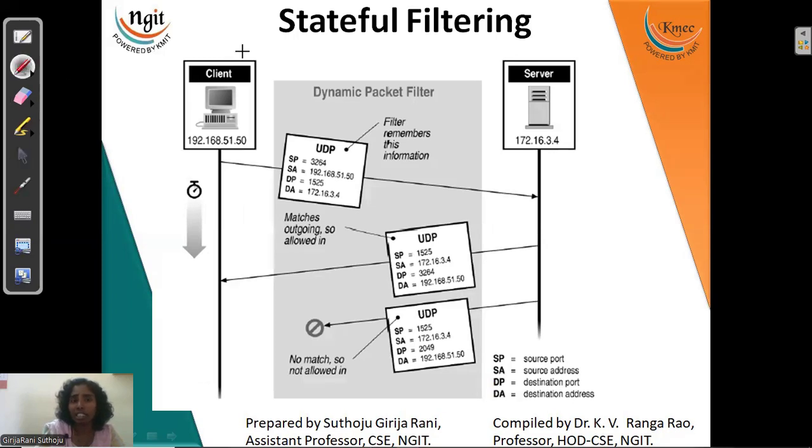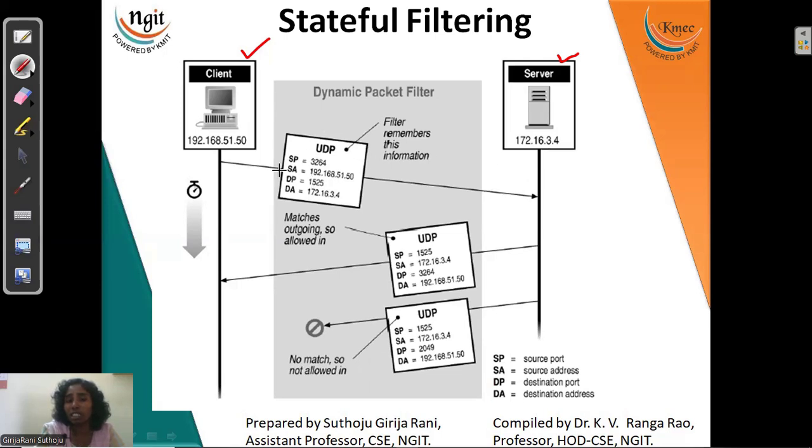If you can see here, a client is there with the address 192.168.51.50, whereas the server is 172.16.3.4. Now a client and server are about to communicate with each other. Thus, client and server will first communicate with the handshake property. They will establish the connection. Then after establishing the connection, the source and the destination are ready.